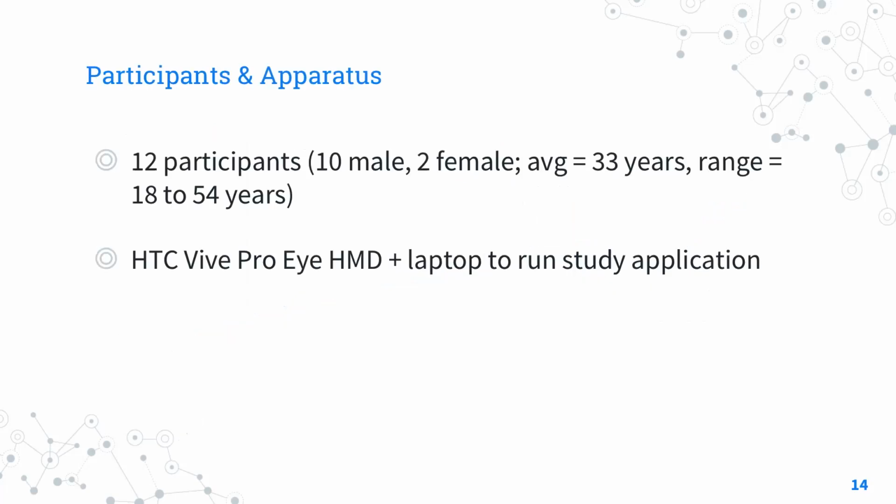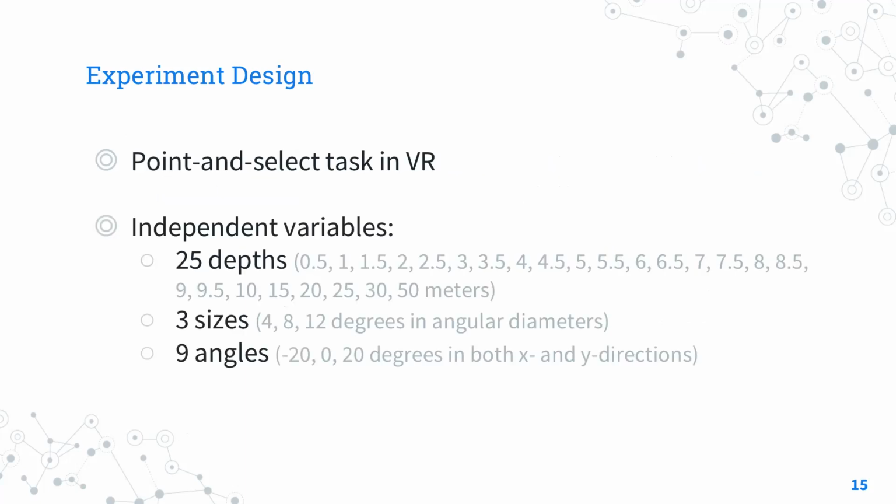We recruited 12 participants with normal or corrected to normal vision, and we used an HTC Vive Pro Eye VR head-mounted display, which offers eye tracking, and a laptop to run the study application. We carried out a simple point and select experiment in VR. In each trial, a white target sphere was rendered at a different depth, size, and angle. We tested 25 different depths, 3 different sizes, and 9 different view angles.